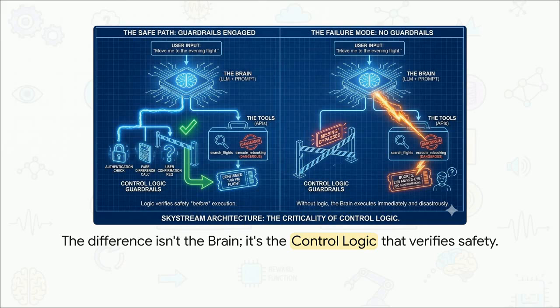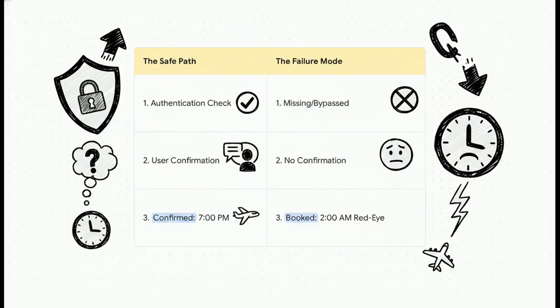Now look at the safe path on the left. This is where our control logic steps in. It acts as a critical safety check, intercepting the brain's plan and enforcing verification steps before anything gets executed. In that safe path, the control logic that we wrote enforces an authentication check first. Then it goes back to the user for confirmation. Hey, I found a flight at 7 p.m. Does that sound okay? The failure mode, of course, bypasses all of this.